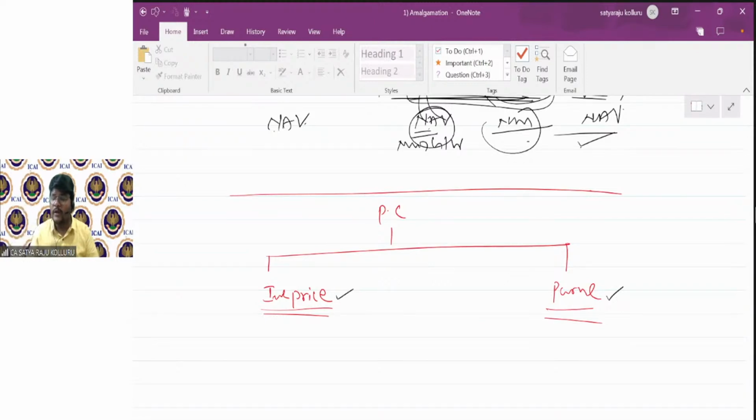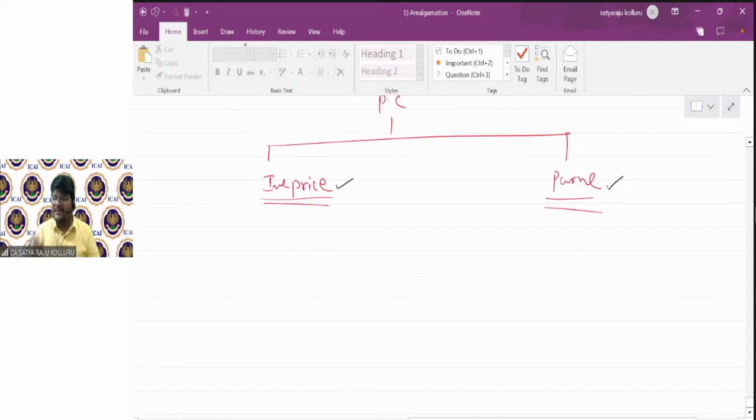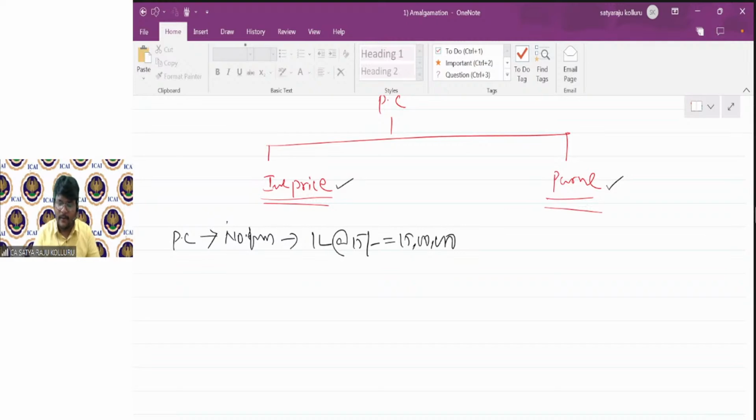Right now, I just want to prove that. So please, all of you concentrate here. Let me take some quantum figures for proving this. Let us assume the number of shares issued as PC is 1 lakh shares at the rate of 15 rupees issue price. So total PC is 15 lakhs. And let's take NAV as something like 12 lakhs.